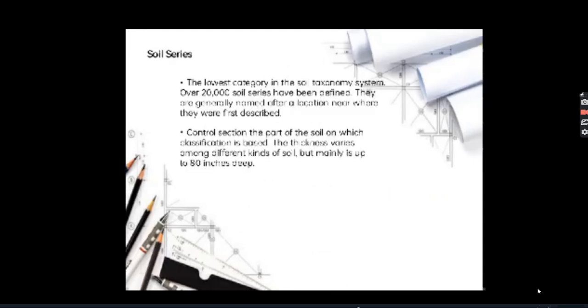Soil series. Soil series is the lowest category in the soil taxonomic system. Over 2,000 soil series have been defined. They are generally named after a location near where they were first described. Control section: the part of the soil on which classification is based. The thickness varies among different kinds of soil, but mainly it is up to 80 inches deep.